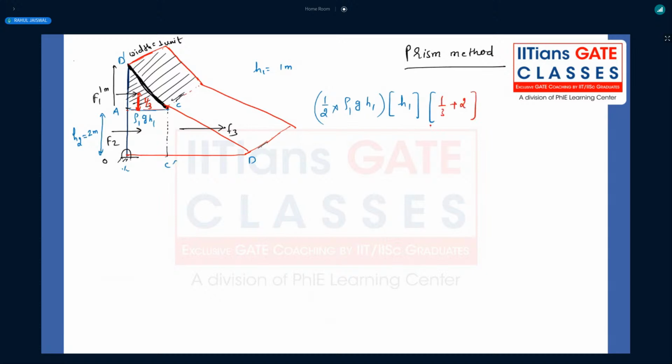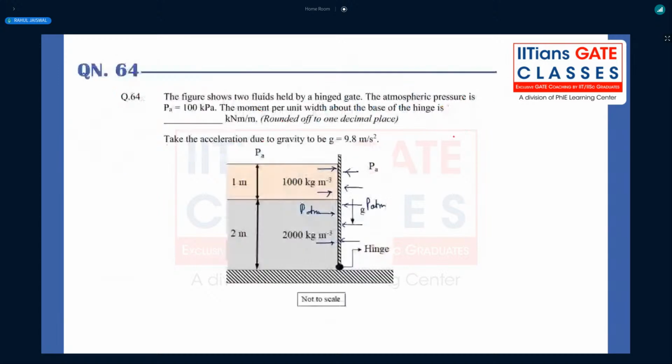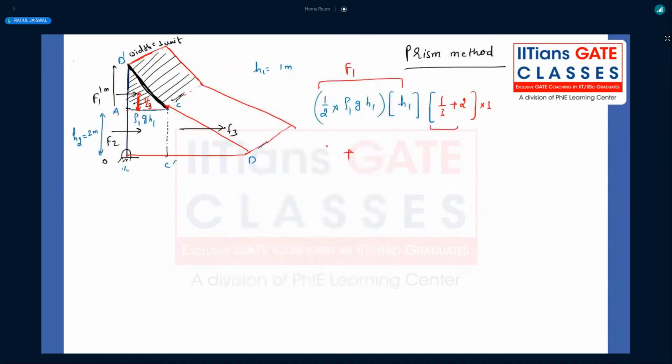This is very, very important, right? This is the total force, this is the force F1, into width, that will be multiplied. So width is 1 unit. They already mentioned in the problem. What we have to calculate is per unit width, right? So that will be per unit width we are calculating.